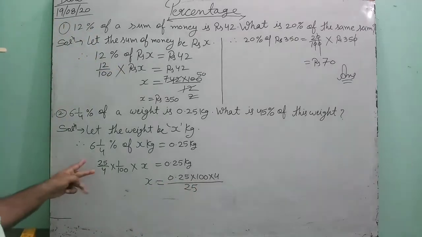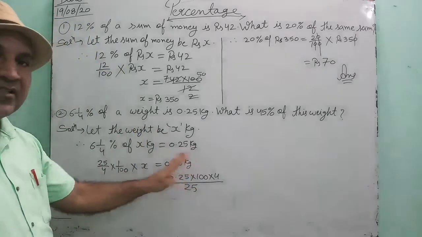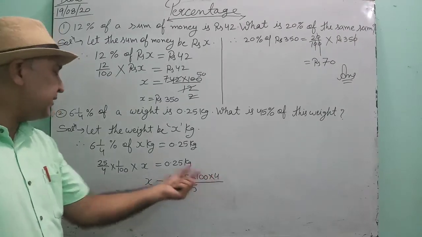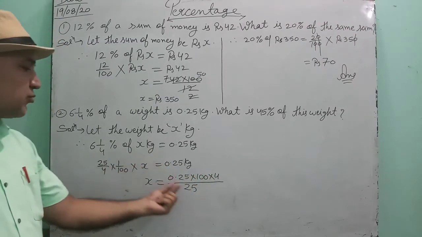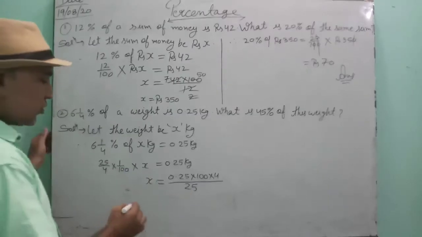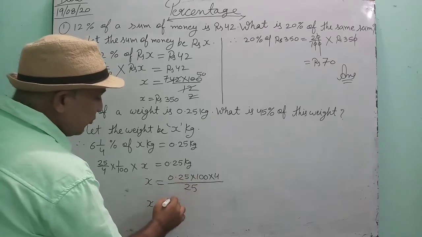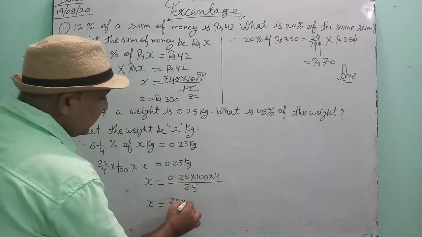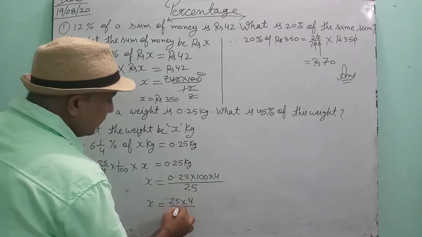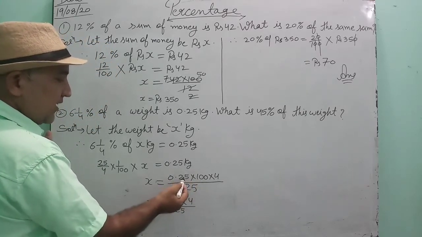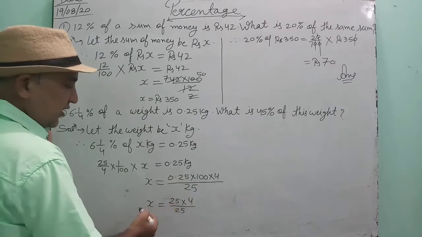Here, I have transferred all these numbers to the other side of the equal sign. 100 and 4 are in the denominator, so they will become numerator. 25 is the numerator, so it will become denominator. Now solve and get your answer. 100 multiplied by 0.25 will become 25. Is this understood?